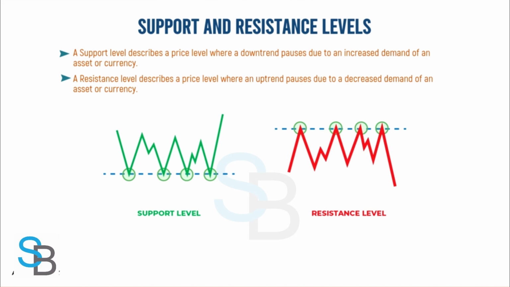So let's say we have Euro USD. Let's say this is a chart of Euro USD, and we are selling Euro USD. It means we are buying dollar and selling euro. So we are selling euro yet.